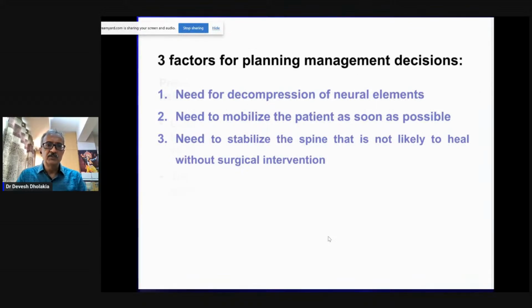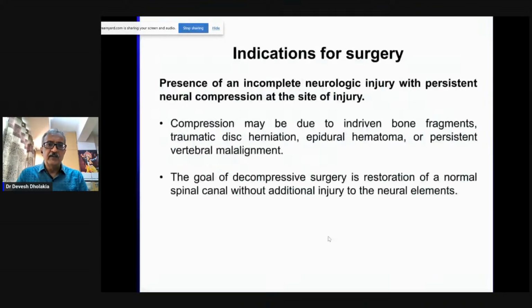The indication for surgery is the presence of incomplete neurological injury with persistent neural compression at the site of the injury. The compression may be because of bone fragments, disc fragments, a large hematoma, or a misalignment of the vertebra. The goal, as I said before, is to restore the normal spinal canal without additional injury to the neural elements.